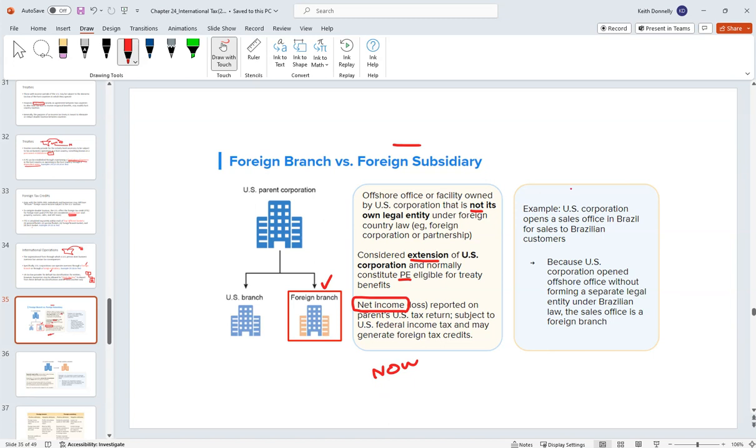So what would be an example of this? We have a U.S. corporation. They open a sales office in Brazil for sales to Brazilian companies. They don't form a separate legal entity over there in Brazil. They just open up this office. There they go. That's going to be a branch. Any net income from that branch is going to be taxable to us, the U.S. parent company.